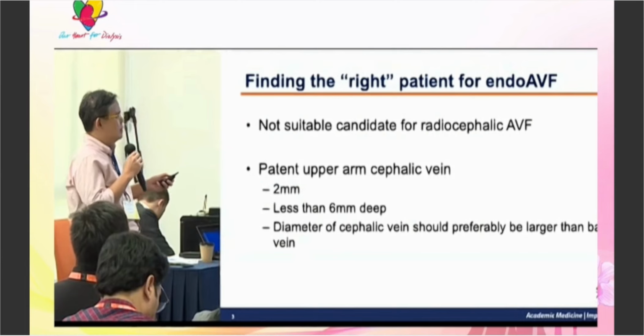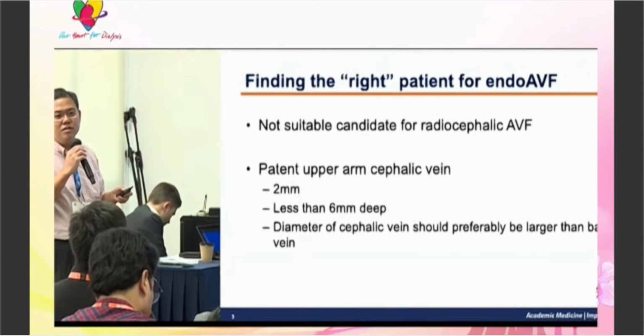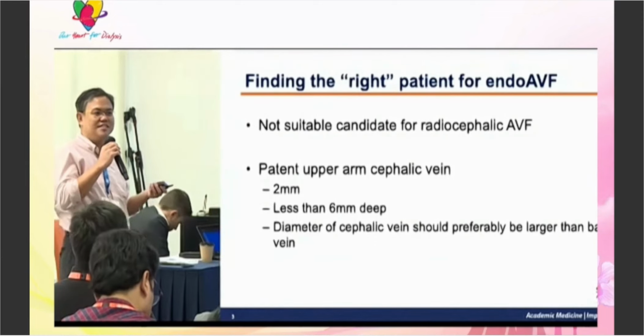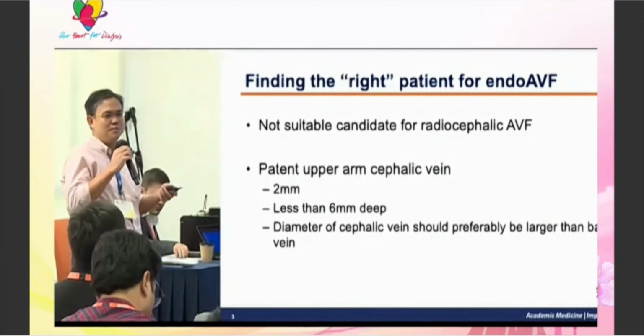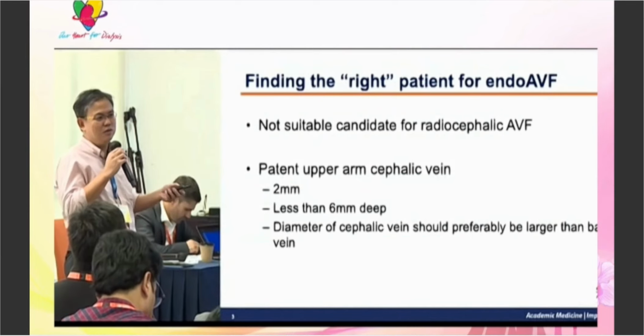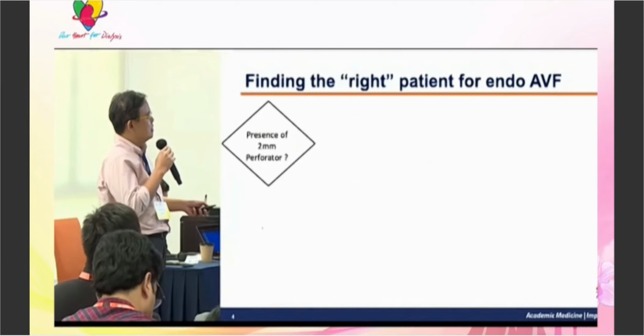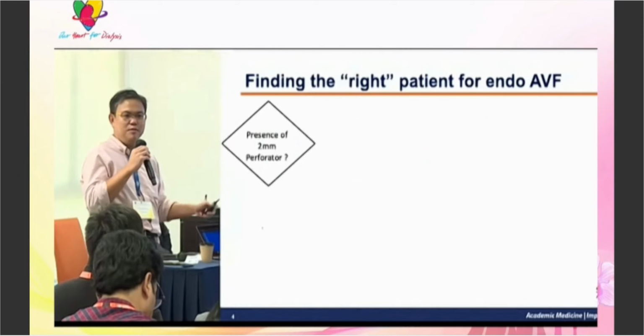And the diameter of the cephalic vein should preferentially be larger than the basilic vein, because blood follows the rules of physics and hemodynamics: it goes to the path of least resistance. So if you have a very huge basilic vein, blood will tend to go to the basilic vein and not into the cephalic vein. So when we started this endo-AVF program, we were struggling.